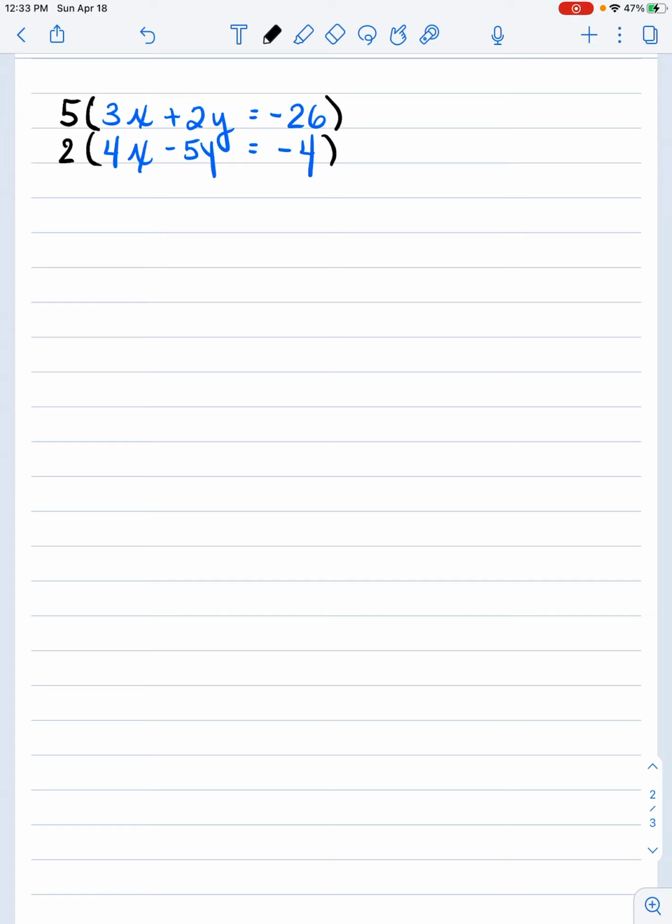So in my first equation, 5 times 3x would be 15x plus 5 times 2y would be 10y. And that's going to equal, let's see, it's a negative. And 5 times negative 26. Well, let's see, 5 times 6 is 30, carry the 3. 5 times 2 is 10, 11, 12, 13. So that would be 130, so negative 130.